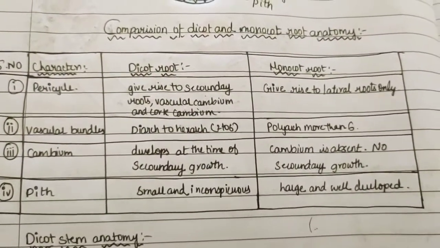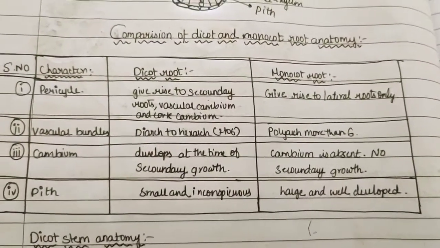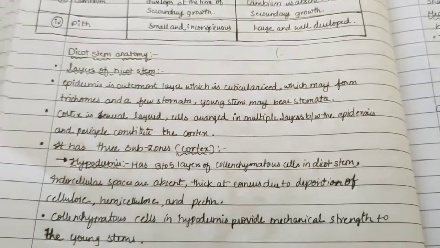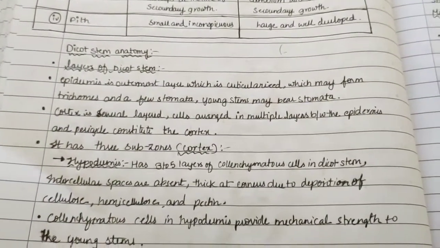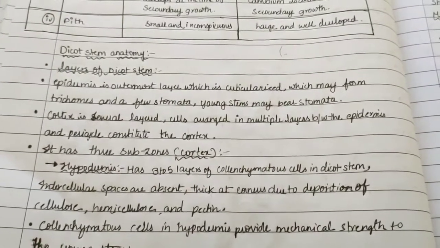Then cambium. In dicot it develops at the time of secondary growth. Here in monocot, cambium is absent, no secondary growth is seen. Pith. In dicot root, the pith is small and inconspicuous. In monocot root, the pith is large and well developed.